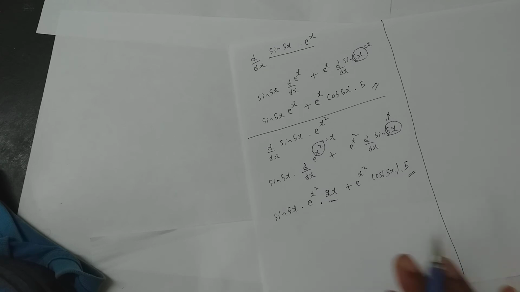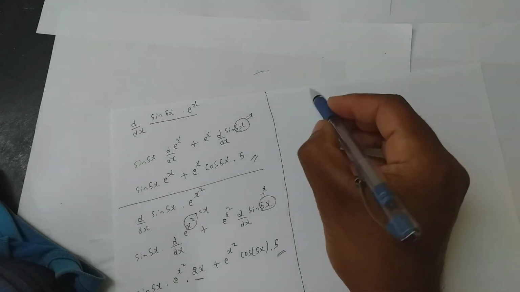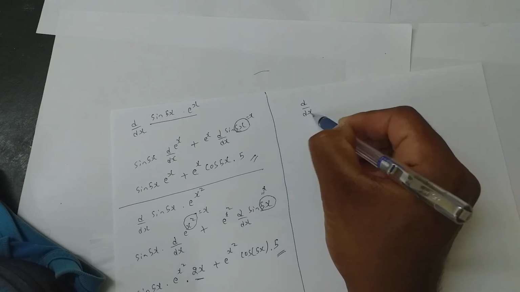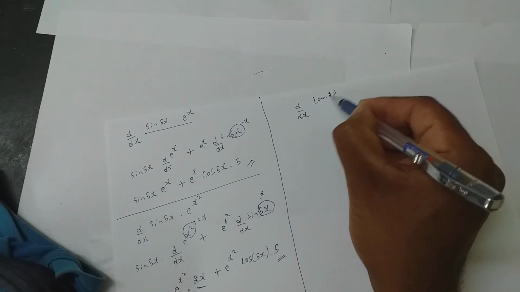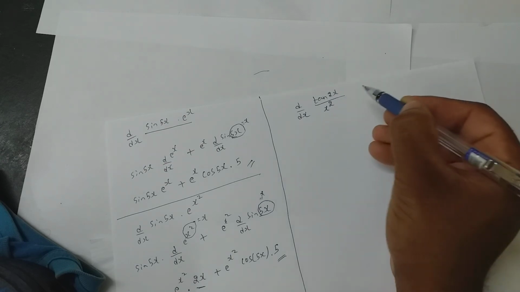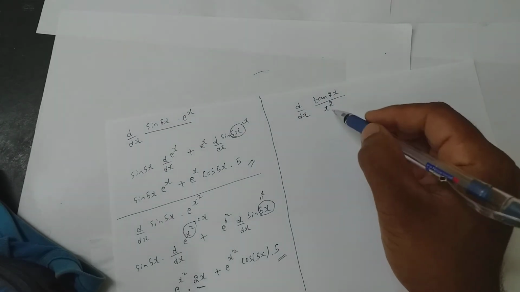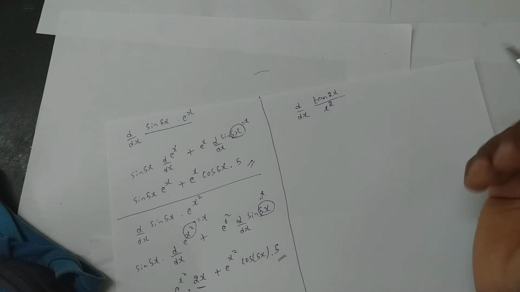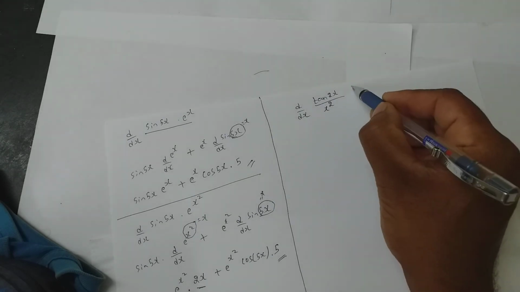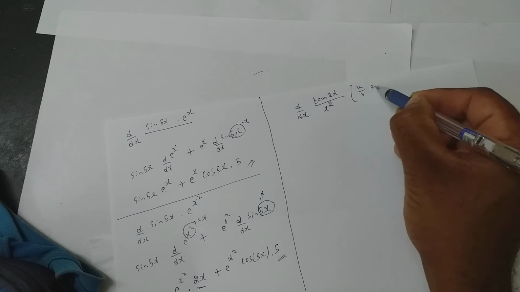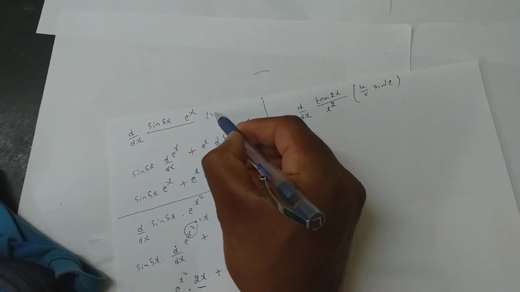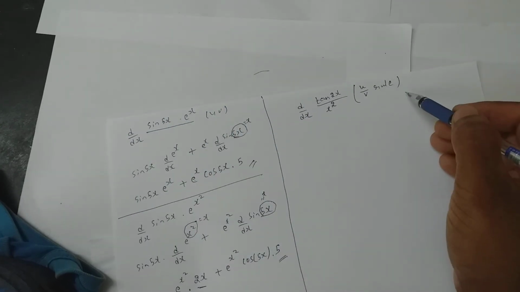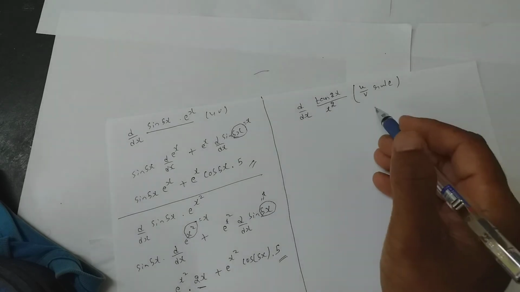Now, if I want to find out d by dx of tan 2x by x square. Looking at it, what idea should you get? You should get a quotient rule idea, or else the u by v rule. Here all were the uv rule, the product rule. Now the quotient rule applies whenever there is a fraction. Am I clear? So what does that rule tell?